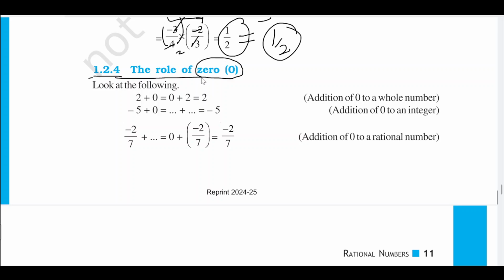Okay. Then next, 1.2.4 is role of 0. Okay, 0 is hero. Look at the following. 2 plus 0 is equal to 0 plus 2. That is 2. So addition of 0 to a whole number we are doing. Then minus 5 plus 0, if we exchange, 0 plus minus 5, then also we are getting minus 5. Addition of 0 to an integer. Then rational number minus 2 by 7 plus 0 is going to be equal to 0 plus minus 2 by 7, that is minus 2 by 7. Addition of 0 to a rational number.